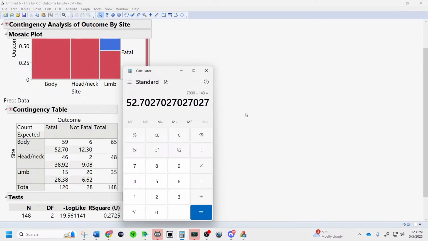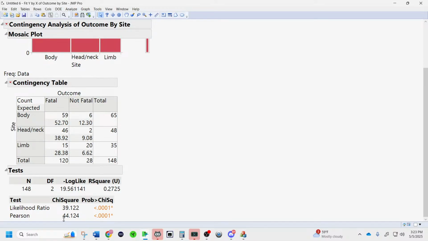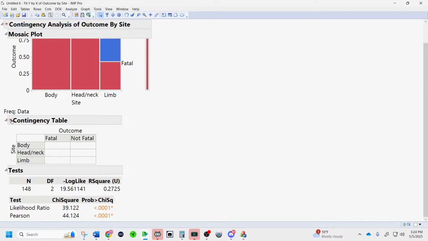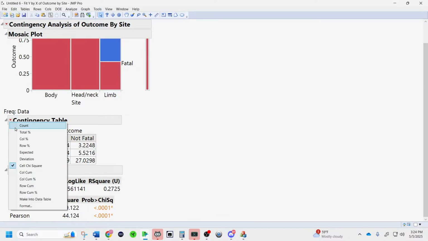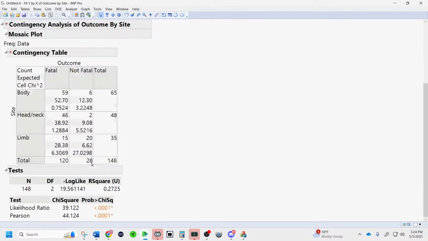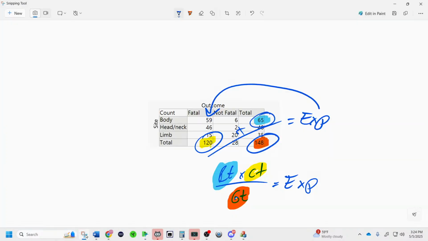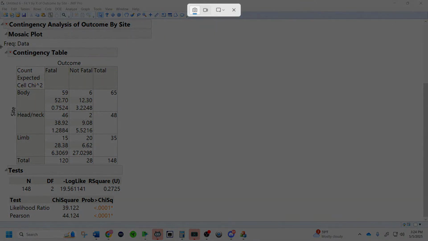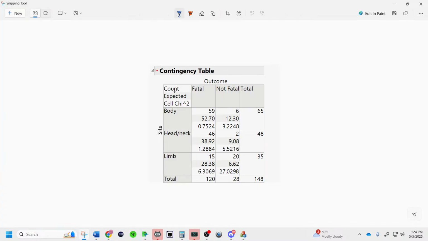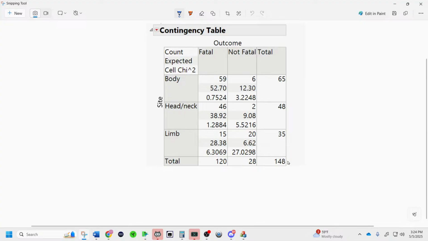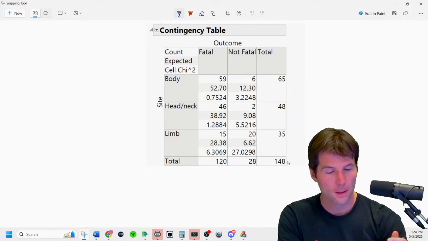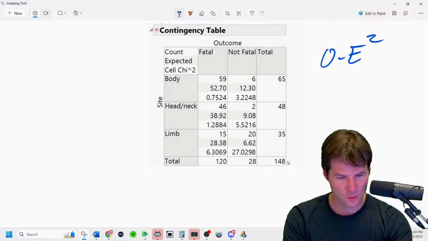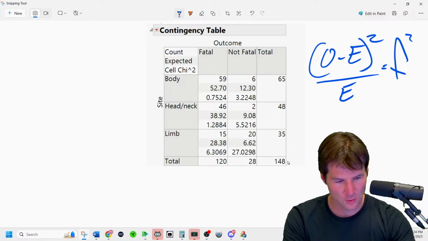The chi-squared test statistic is found down here at the bottom. It's the Pearson chi-squared test statistic, which is the sum of all the cell chi-squareds. We're just showing how to get this. A singular cell chi-squared, like 27 right here, would be found the following way. To find 27, the mathematics is going to be observed minus expected, quantity squared, over expected equals a cell chi-squared.